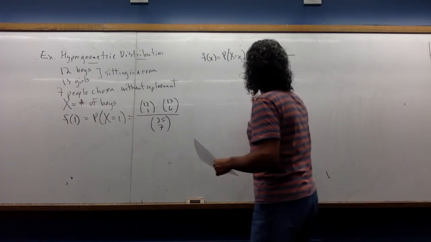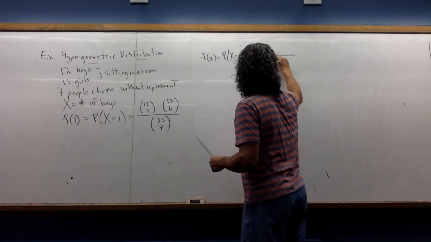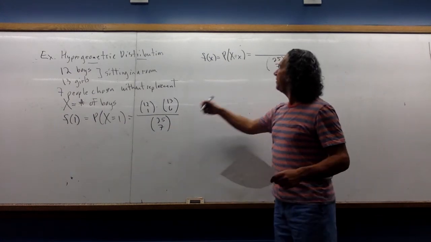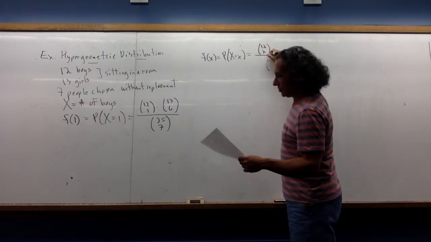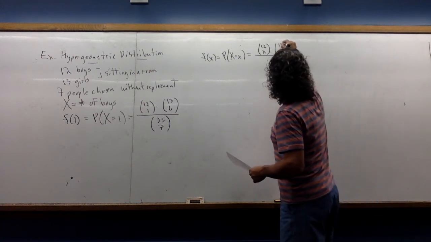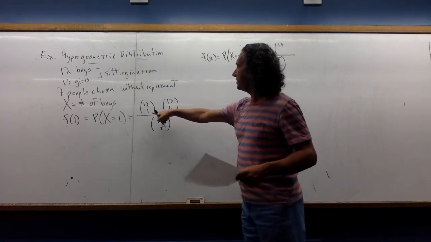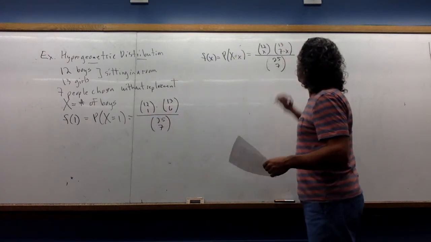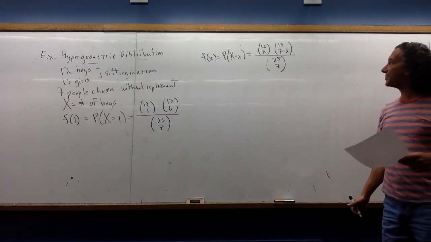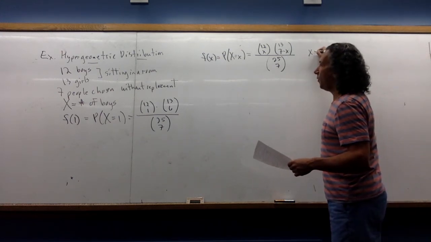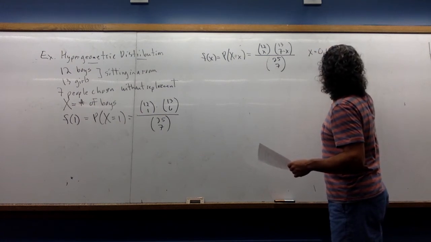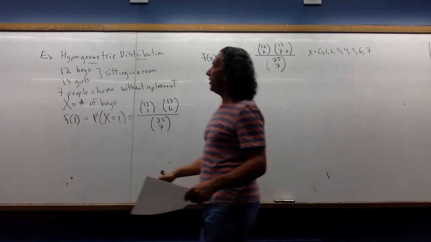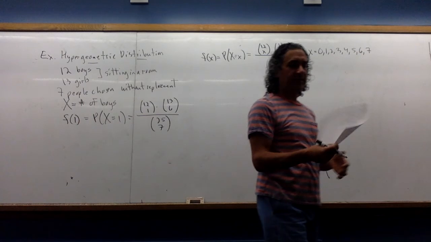From the 25 people, I'm still going to choose 7, regardless. That's not going to change. But from the 12 boys, I'm going to choose X of them. And from the 13 girls, I'm choosing 7 total, so 7 minus X. The number of boys could be 0, 1, 2, 3, 4, 5, 6, or 7. I can't choose 8 boys because I'm only choosing 7 people total.